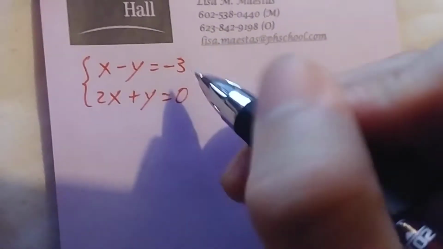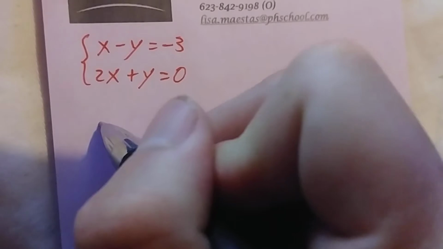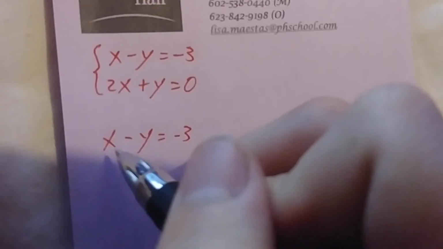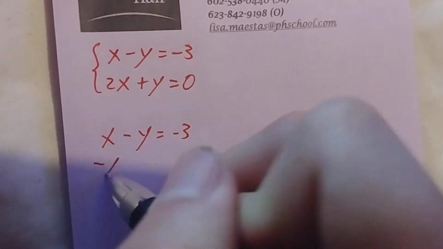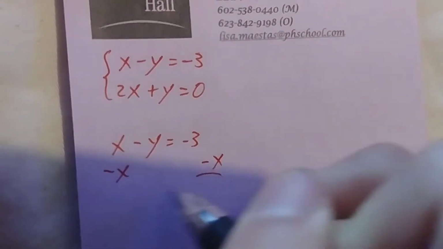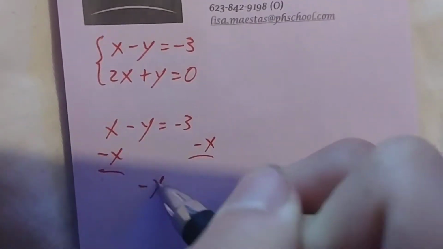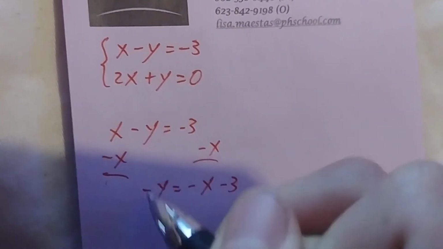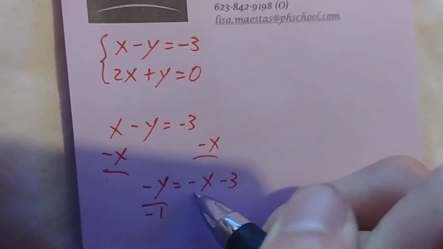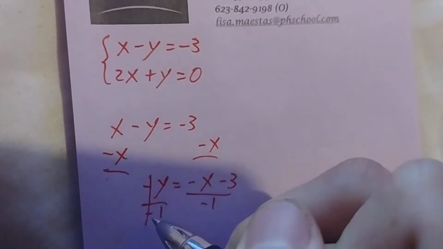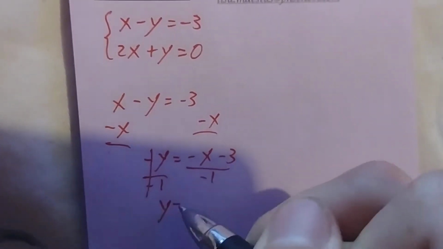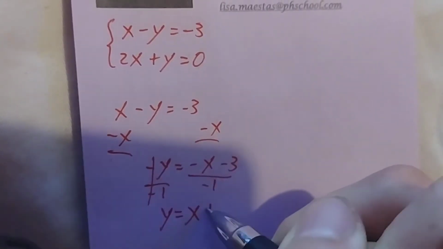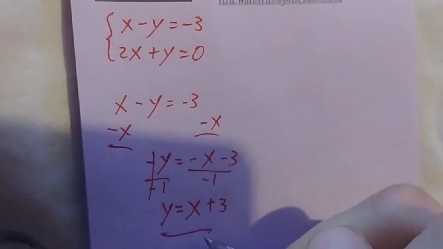So here's my system. I'm going to take the first equation, which is x minus y equals -3. And I'm going to solve for y. So let's subtract x from both sides. And I'll be left with -y equals -x minus 3. I still have the negative, so let me divide both sides by -1. The negatives will cancel out and I get y equals x plus 3. So here's my first equation.